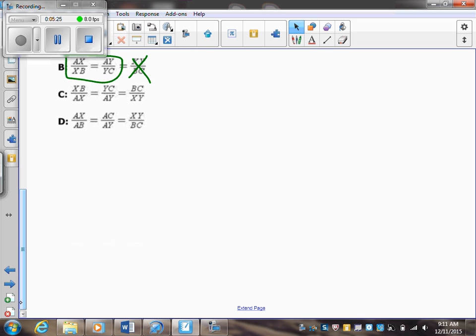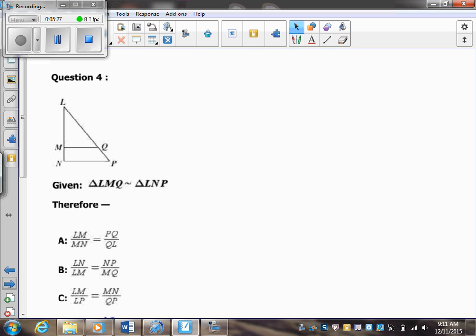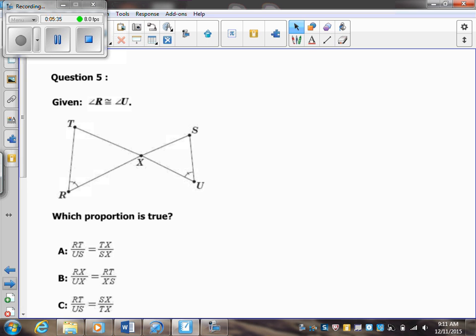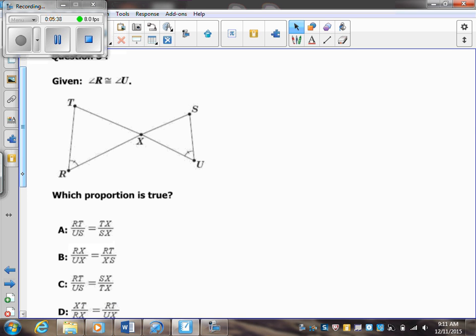All right, number 4, same kind of question. I think you guys can figure this one out, so I'm gonna skip number 4. Number 5, same kind of question. R and U are congruent, and you know the vertical angles are gonna be congruent. There's something you have to be careful about: whenever it's the bow tie problem, you have to know which of the two sides are going to be proportional.